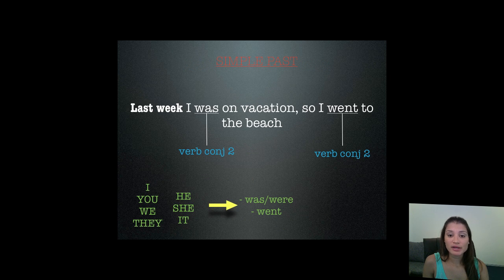The next one, the simple past, you can use verb conjugation number 2. And I, you, we, they, he, she, it will have just the same. Just remember that in case you're using the past of verb to be, then you have different conjugations depending on the pronoun. So to remind you that I, he, she, it is was, you, we, they is were. But all the other ones will have the same. For example, it would be I, you, we, they went, he, she, it went.